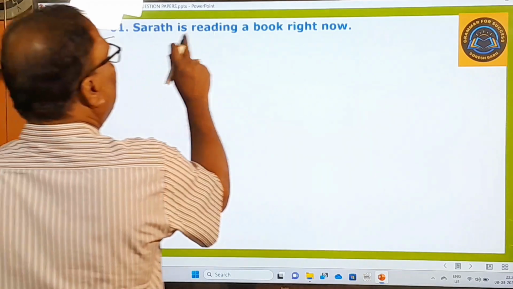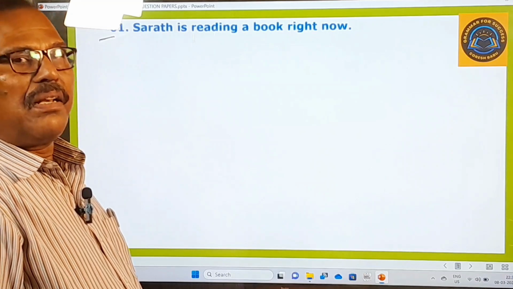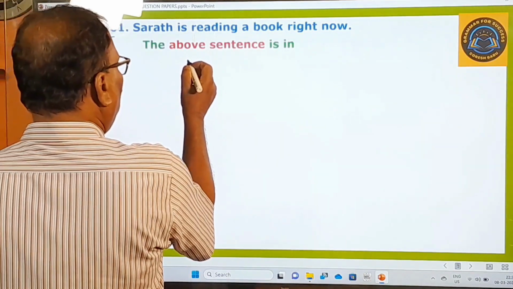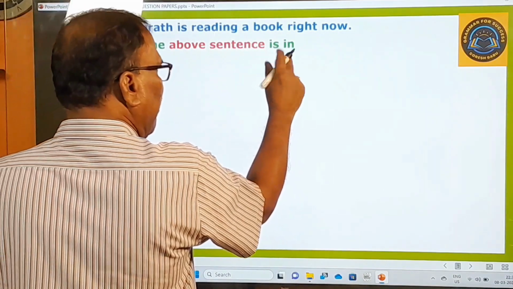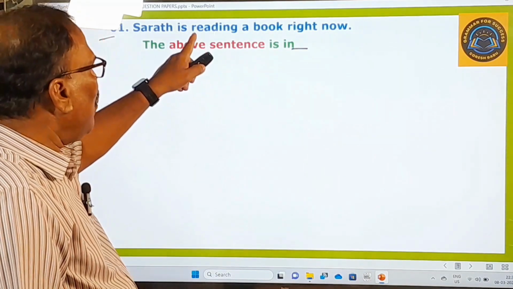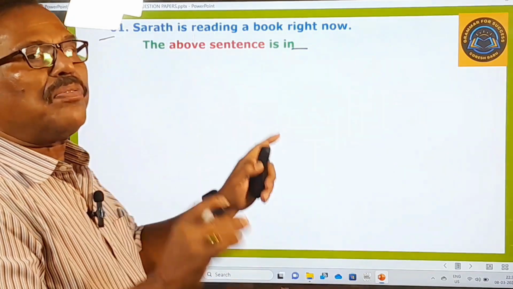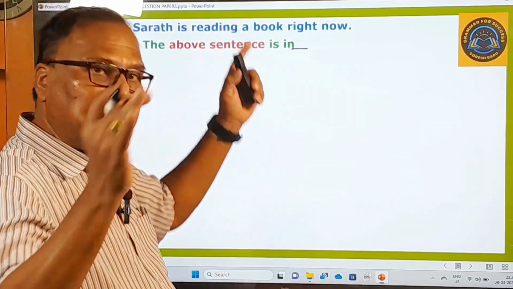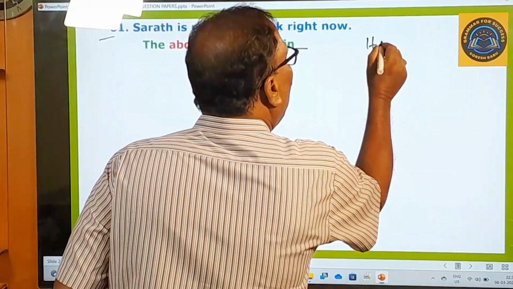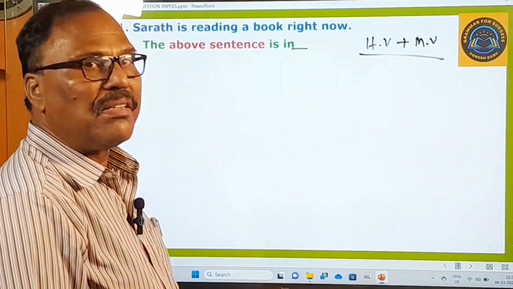61st question. Sharath is reading a book right now. That is the sentence given. Let us see what the examiner is asking you to do. The above sentence is in, that means the examiner is asking you to find out the tense of this sentence. Remember, in order to find out the tense of any sentence, you must first of all look at the helping verb and the main verb given in that particular sentence.